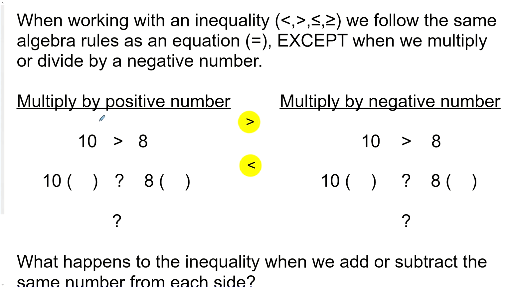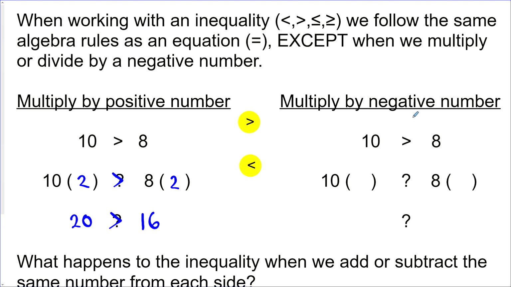First, let's try multiplying by a positive number. So 10 is obviously greater than 8, and we just made up this simple example to see what will happen. Let's multiply both sides of this inequality by a positive number, like 2. Now on this side, 10 times 2 is 20, and on this side, 8 times 2 is 16. So 20 is obviously greater than 16. And so nothing changed. You can see that we started with greater than, and we finished with greater than. So nothing happens when we multiply by a positive number.